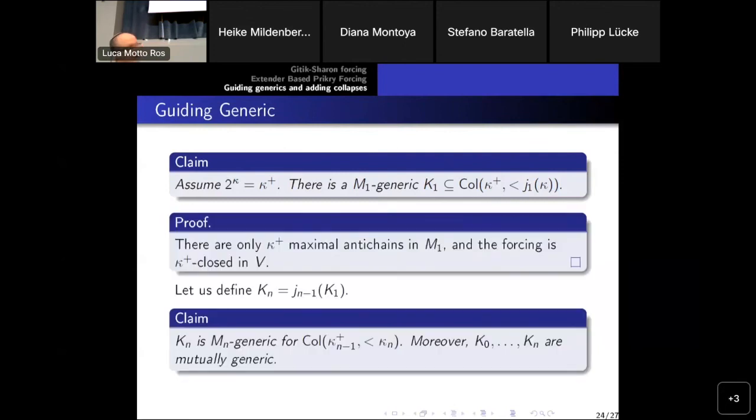So do you get K1 from K0? No. K1 is something that I'm getting in V. I construct it inside V. It's going to be mutually generic with respect to K0 over M1 because K0 is generic over V. But it is constructed independently.